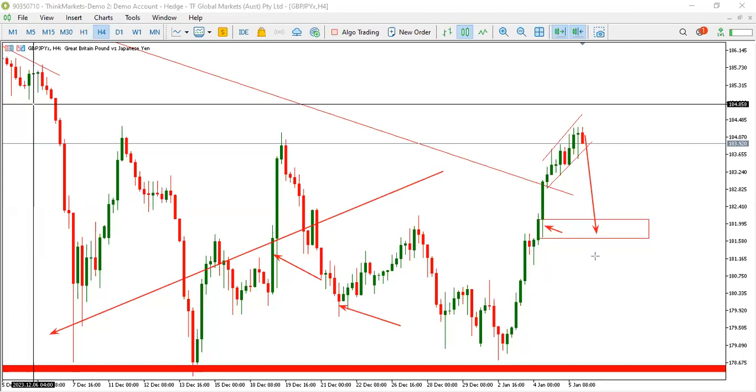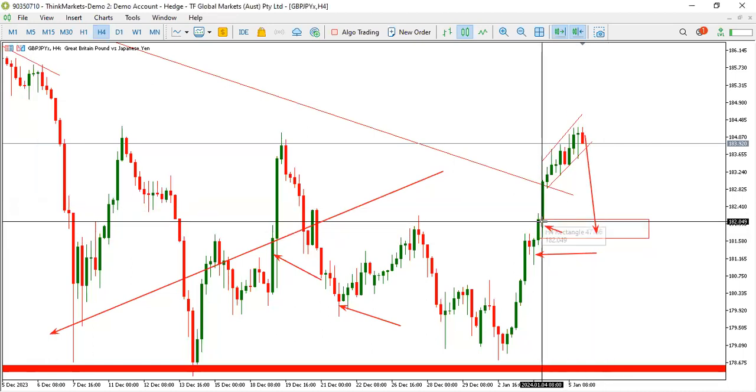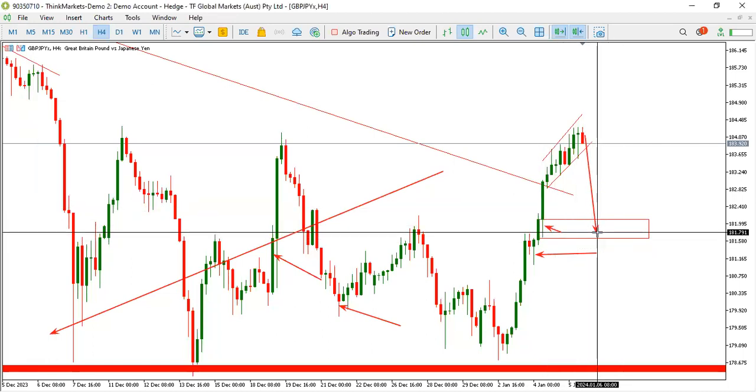It will drop to fill up about 50% of this one here. So what I'm trying to tell you is this: when price comes to this box here to fill up this, do not just start entering your buy.